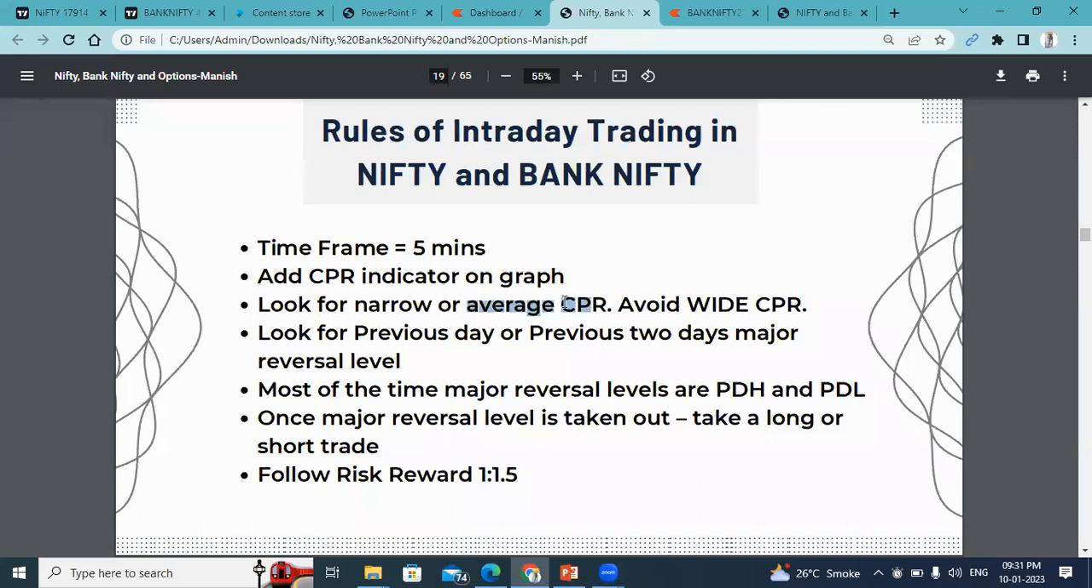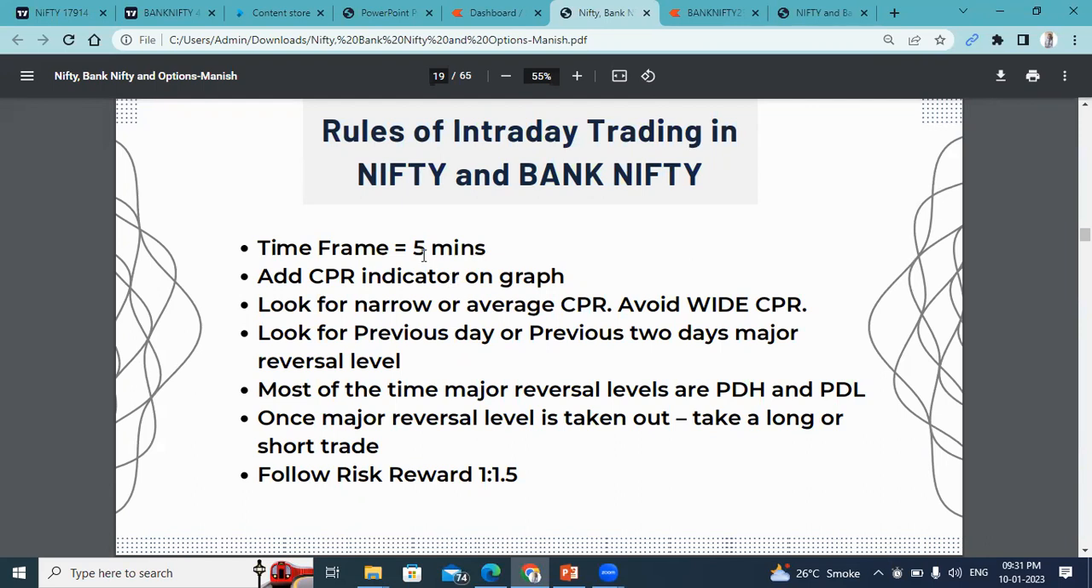So what is average CPR? See, average means if CPR is not looking like narrow, if CPR is not looking like wide, then we will call it average CPR. So average CPR is also okay. Okay, narrow CPR is best for us. So just avoid wide CPR. So we will go slow.